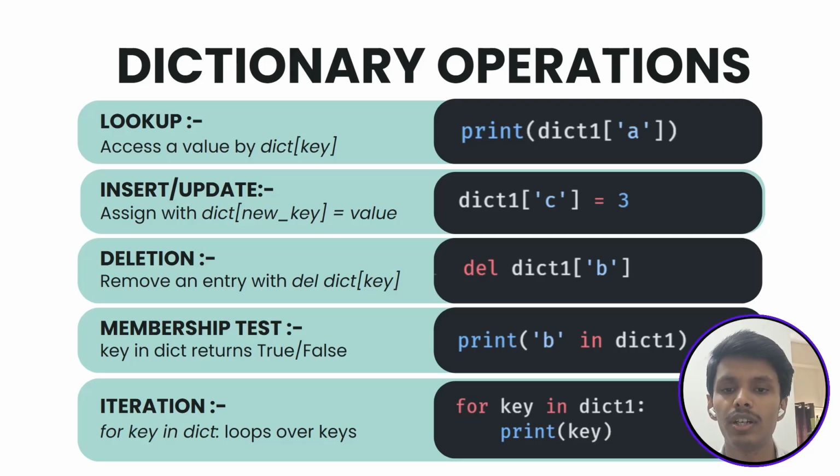Iteration. We can loop over a dictionary by using for key in dict to loop over the keys of a dictionary. And we can also use dict.items to iterate over key value pairs.